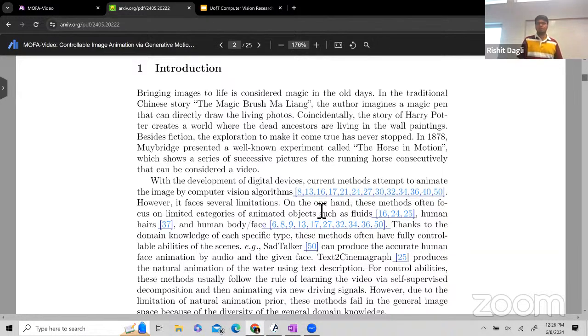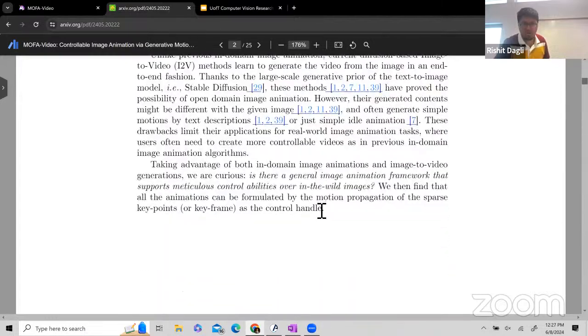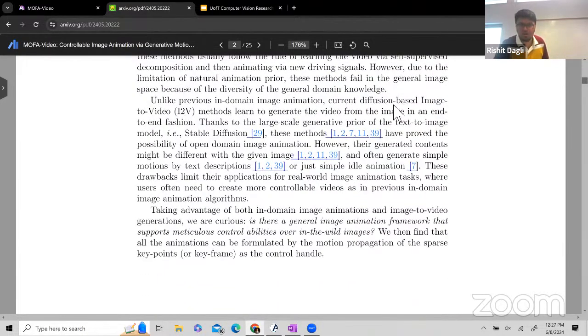So let's move on to the introduction part. I'll just quickly go over what the introduction covers. There are two methods of animating images into videos. The first talks about traditional computer vision algorithms, but the limitation here is that they focus only on a limited category of animated objects, for example fluids or human hair, basically the objects that are easy to animate. And then next it talks about image to video diffusion models.